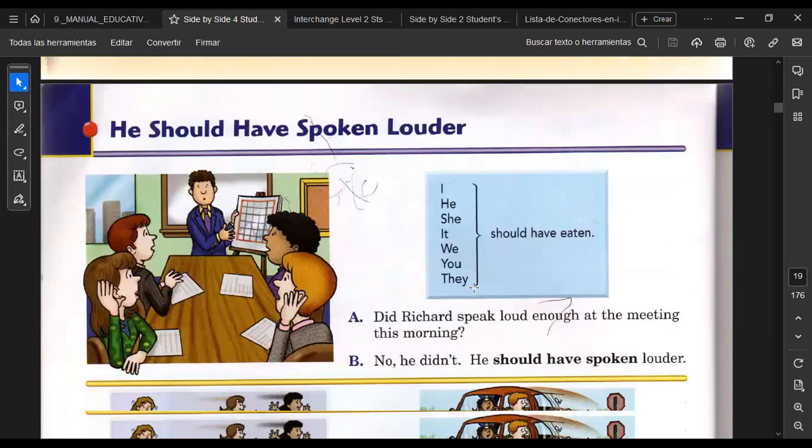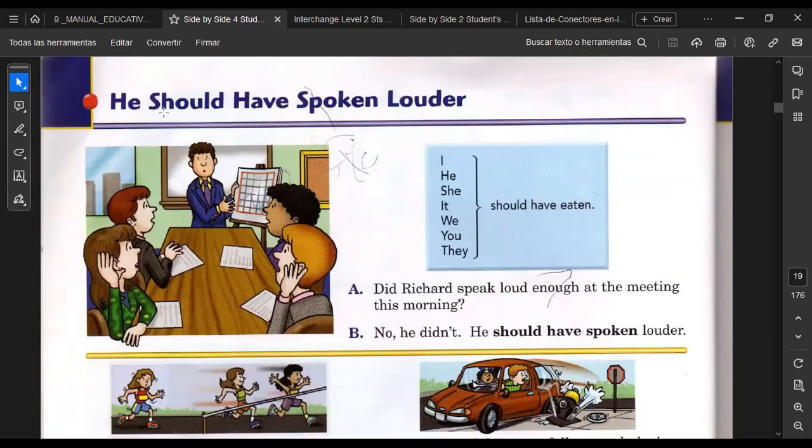Okay, we're gonna move to the next one. He should have spoken louder, right? So here we have the past modals. In the past modals, we use should, we use the auxiliary have, and we use the verb in past participle, okay? Él debió haber hablado más fuerte, right? He should have spoken louder, ¿verdad?